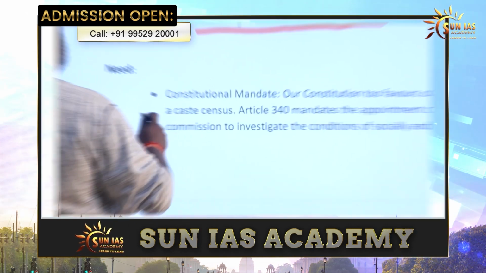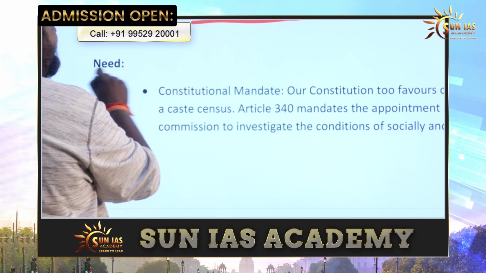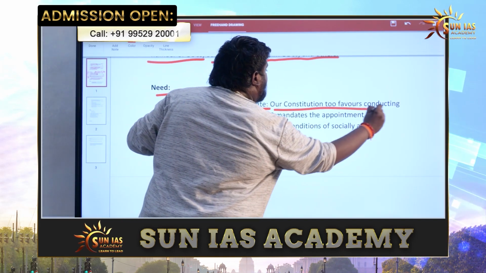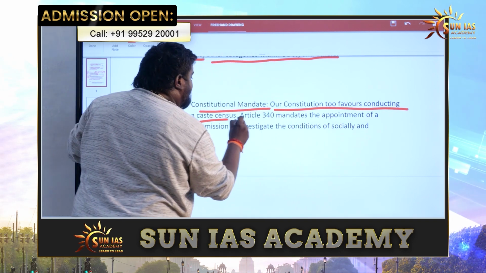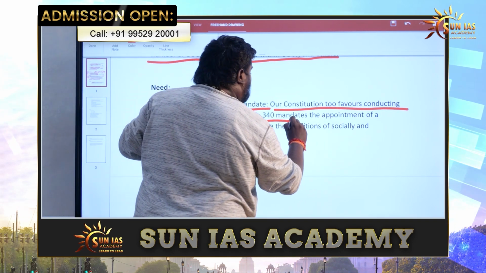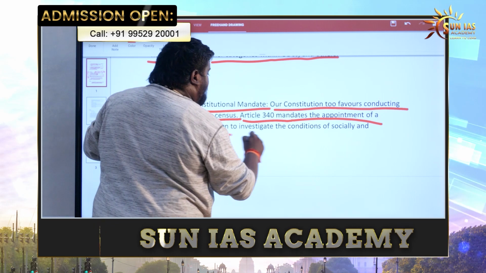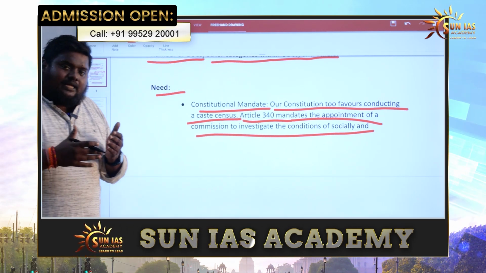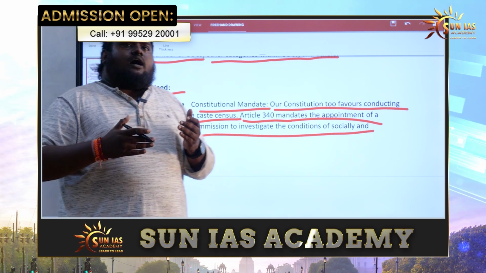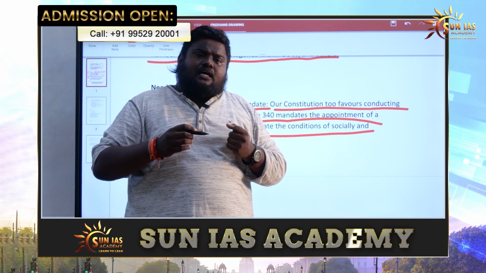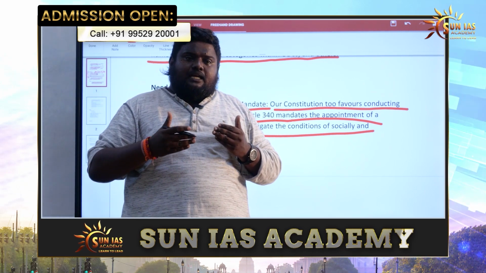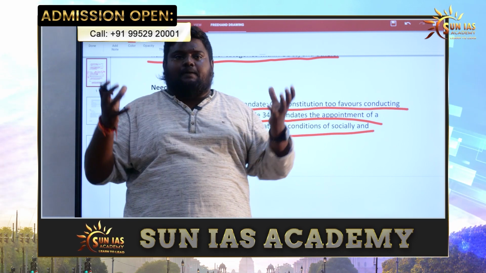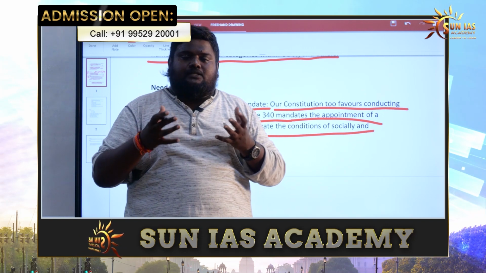Why is there such a need? First, the constitutional mandate. Our constitution favors a caste census. Article 340 provides for appointing a commission to investigate the conditions of socially, educationally and economically backward classes. In each and every caste there are backward people, and in each and every caste there are wealthy people as well. So we have to take all the parameters into consideration.